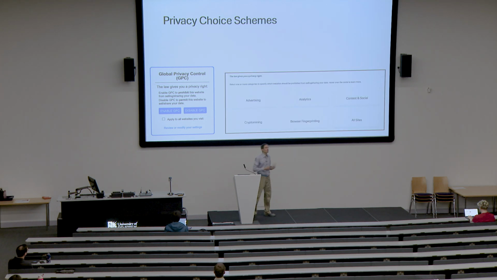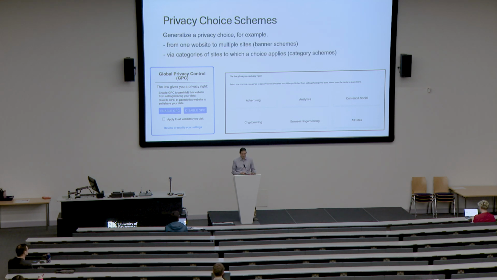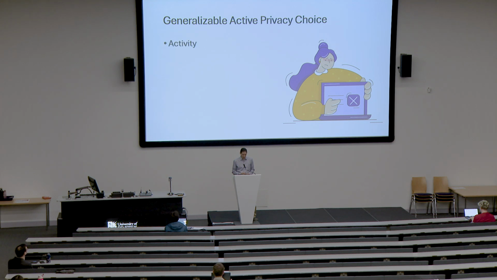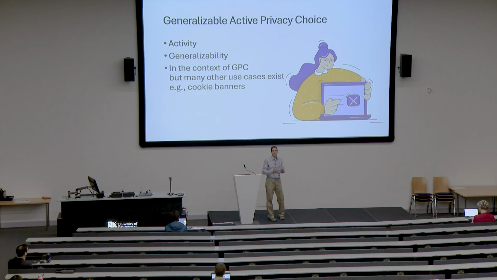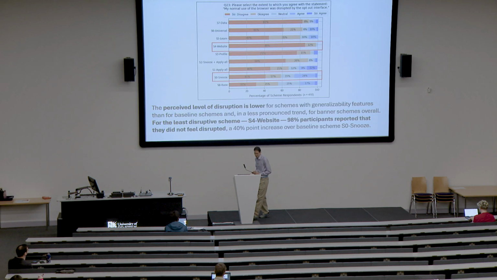This is another option. You go by category. You just show users when they set up their browser, for example, this is what GPC does. Do you want to apply it to categories of sites that have advertising, analytics, whatever it is that you select here? That's a different scheme, and it's a different way of generalizability. And so we need activity, generalizability, and what we did here was demonstrate that in the context of GPC, but you can also apply the same ideas to cookie banners, to really everything where users need to make a choice.